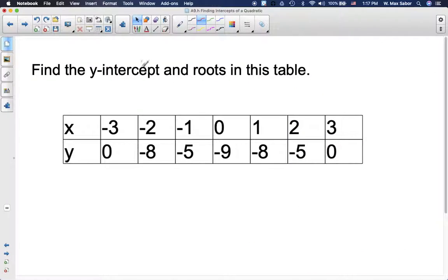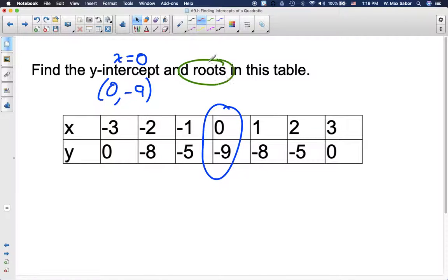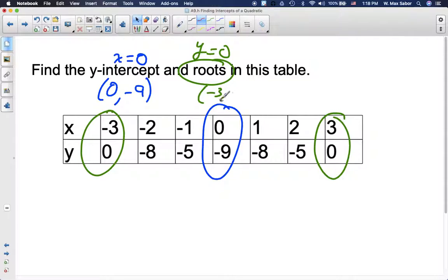The y-intercept is where x equals 0. So here's where x equals 0. It's 0, negative 9. The roots are when y equals 0. So that happens twice. It's negative 3, 0 and 3, 0.